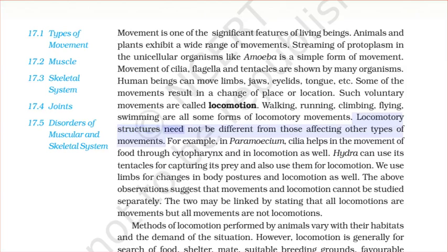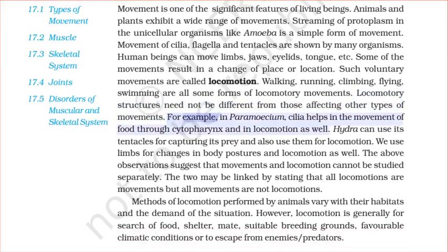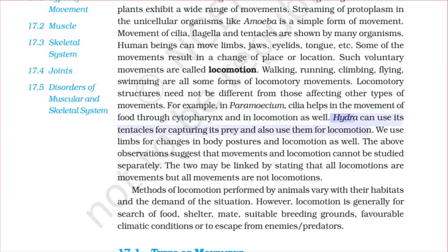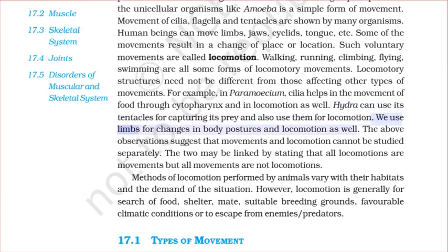Locomotory structures need not be different from those affecting other types of movements. For example, in Paramecium, cilia help in the movement of food through the cytopharynx and in locomotion as well. Hydra can use its tentacles for capturing its prey and also use them for locomotion. We use limbs for changes in body postures and locomotion as well.